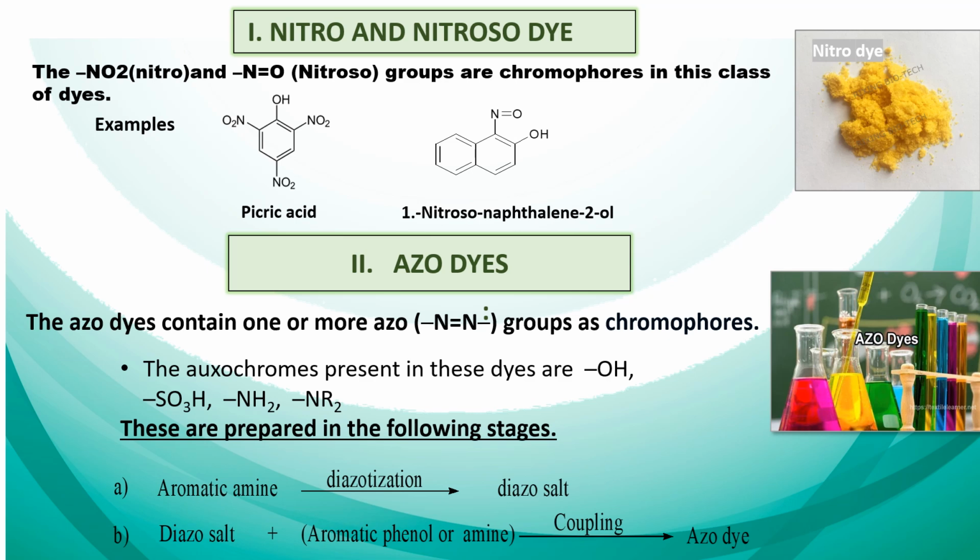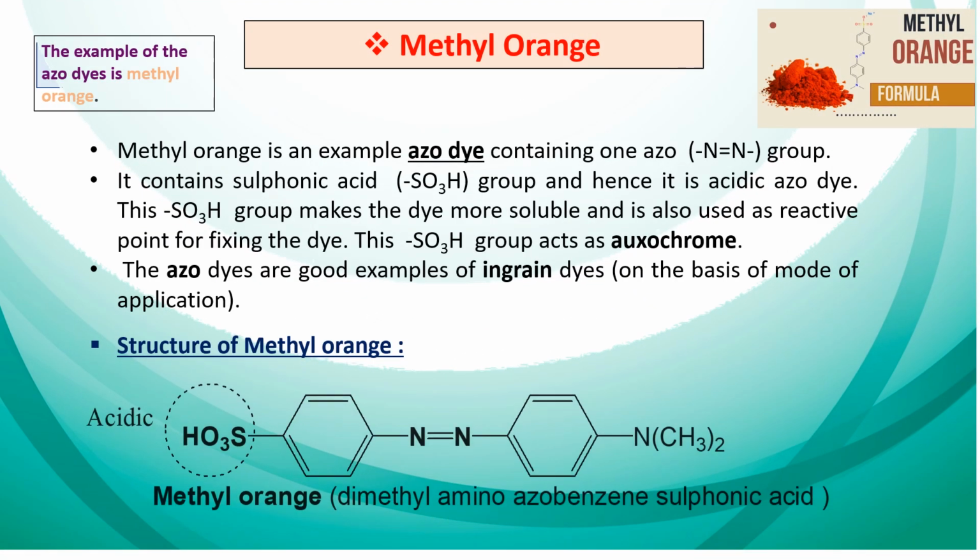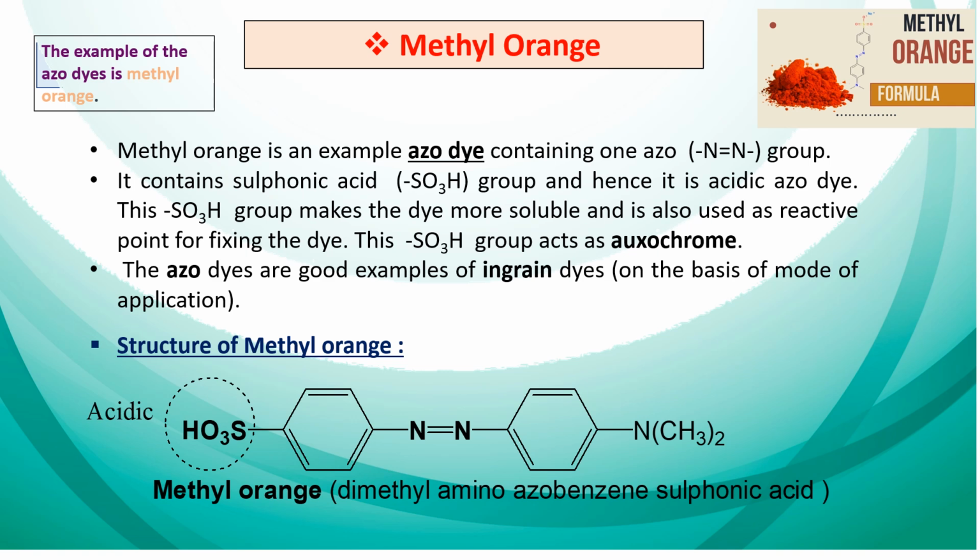Aromatic amine in the presence of diazotization forms a diazo salt. Diazo salt plus aromatic phenol or amine, by the coupling reaction, forms an azo dye. Methyl orange is an example of an azo dye. It contains an SO3H group as an auxochrome. So, as it contains a sulfonic acid group, it is an acidic azo dye. Azo dyes are a good example of ingrain dyes, that is, on the basis of mode of application.